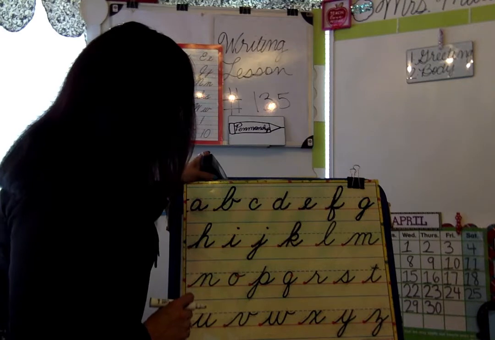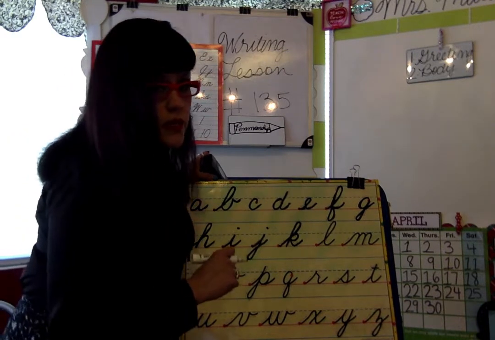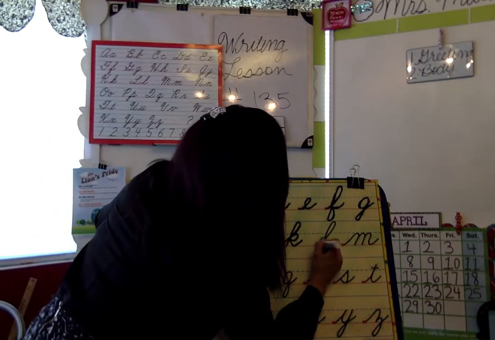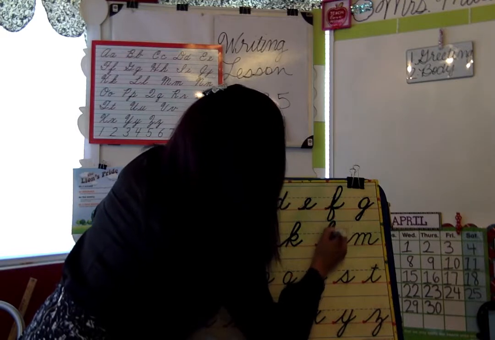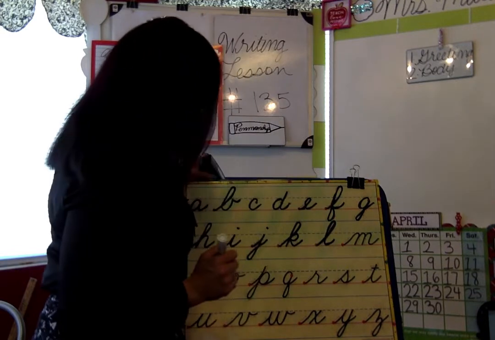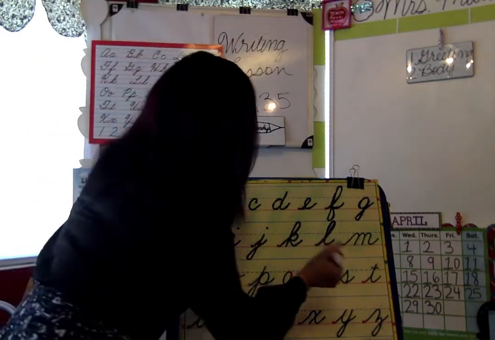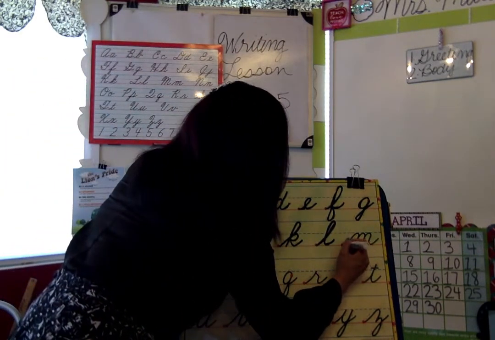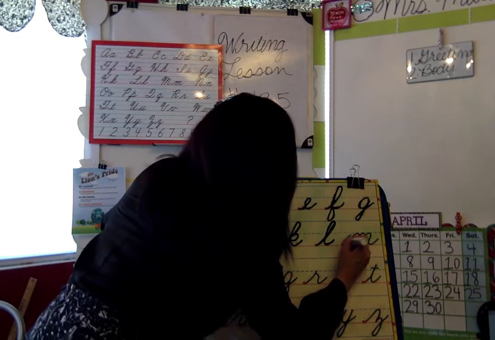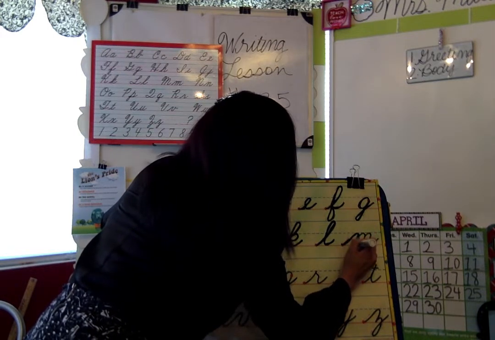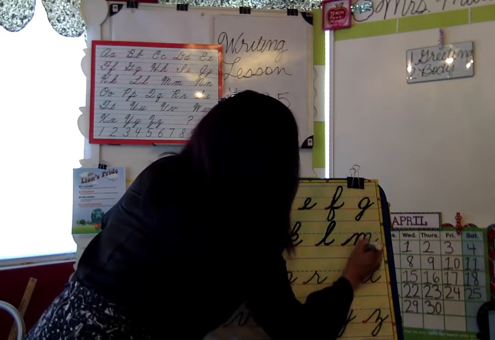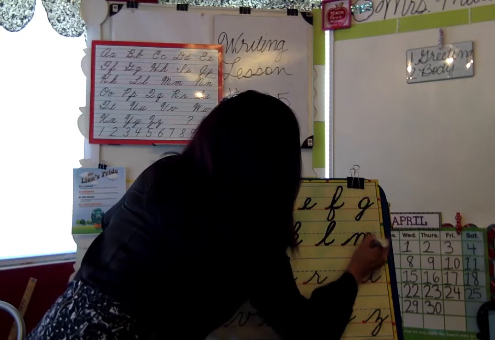Okay, letter L. This one's easy, right, guys? So you're going here, up, turn, down, stop. Just follow the motion that your teacher is doing as best as possible. Okay, so we're starting at the red line, down, all the way up to the dotted line, down, up again, down, and stop.